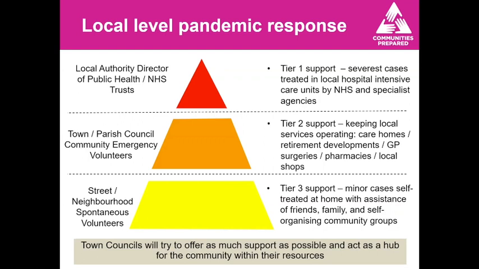Tier 2 support, keeping local services operating: care homes, retirement developments, surgeries, pharmacies, local shops. For quite a lot of that, it might be the town or parish council, community emergency volunteers or other volunteer groups going in assisting. Tier 3 support, minor cases treated at home with the assistance of friends and family, self-organising community groups. So these are the street and neighbourhood spontaneous volunteer groups that are now beginning to crop up across Bradford on Avon and other communities across the country, and they have a vital role to play. They're the foundation of our response, if you like, and the rest of the pyramid is built on top of it. Without that, the overall response and how our country deals with this over the next few months is going to be severely tested. So town councils will try to offer as much support as possible and act as a hub for the community within their resources.